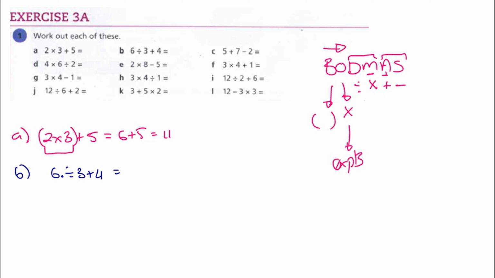B, 6 divided by 2 plus 1. Again, brackets take precedence over everything. So we calculate the brackets first, which is 3. So we'll have 6 divided by 3, which equals 2.